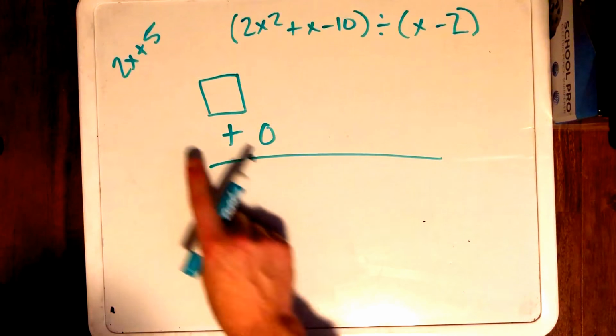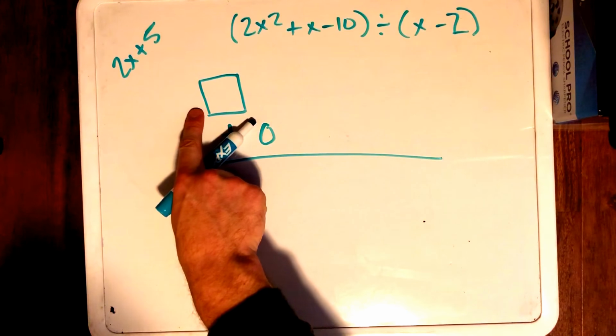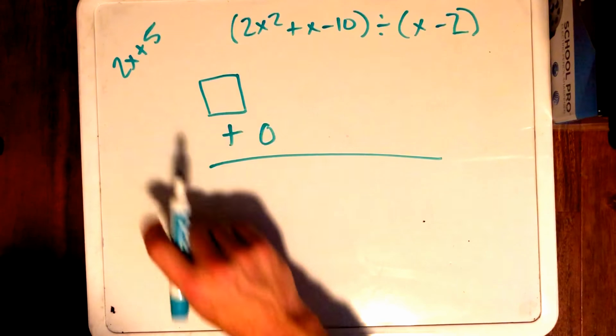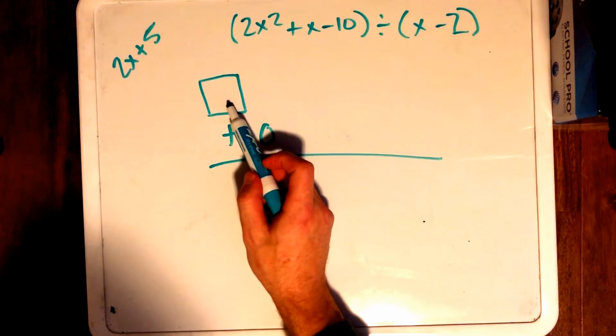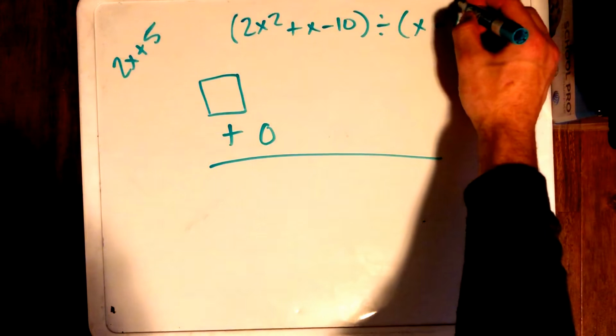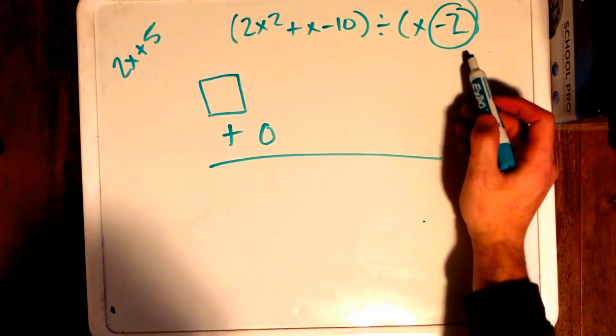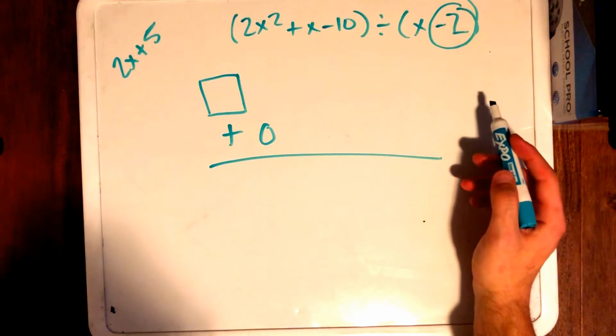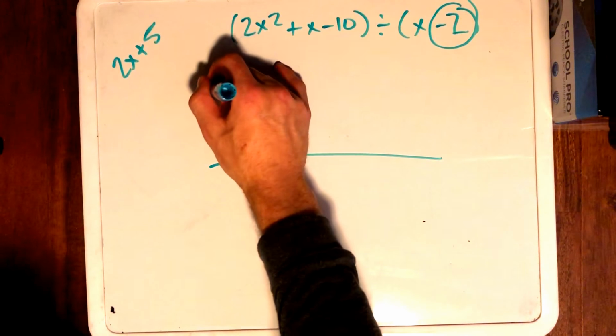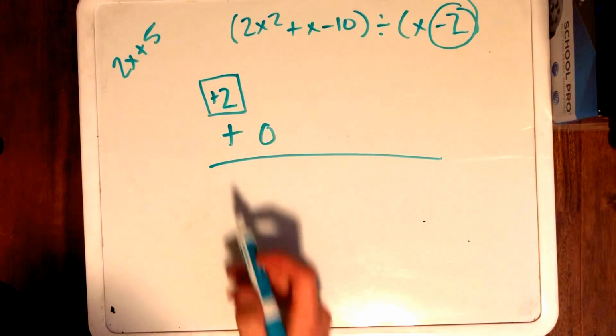The number that's going to go in our box up here, or if you don't have the box, our little half a box, is the opposite of whatever is in our divisor. So right here, we have an x minus 2. The opposite of a negative 2 is a positive 2. So we have positive 2 here.